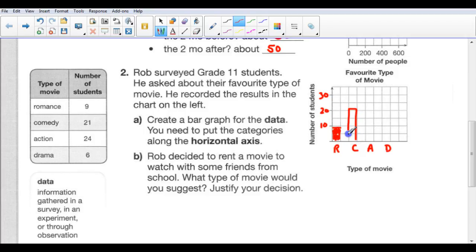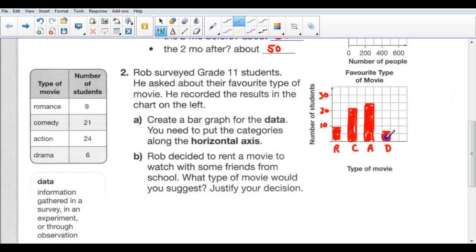Go down like this, and we can shade that in. Action was 24, so there's 25, so it's just below that one right there. We'll shade that in as well. You can use different colors if you want, if you've got some kind of colored crayons. And drama was 6, so there's 5, so we're just a little bit over 5. Okay, so you want to try and be as accurate as you can.